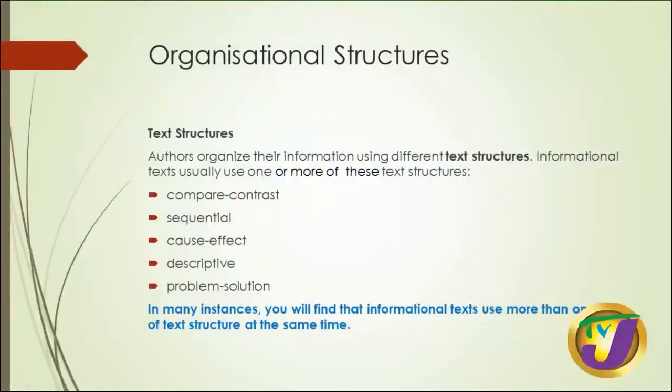Authors organize their information using different text structures. Informational texts usually use one or more of these text structures. Compare and contrast, sequential order, cause and effect, descriptive, and problem solution. In many instances, you will find that informational texts use more than one type of text structure at the same time, and I'm sure that you have done that when you write.